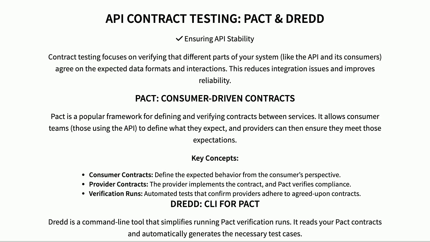Pact and Dredd are two powerful tools that help you achieve this. Pact lets consumers, the ones using the API, define what they expect, while providers make sure they deliver. Dredd is a handy command line tool that makes running those verification tests super easy. It's like an automated double check to ensure everything works as agreed upon.